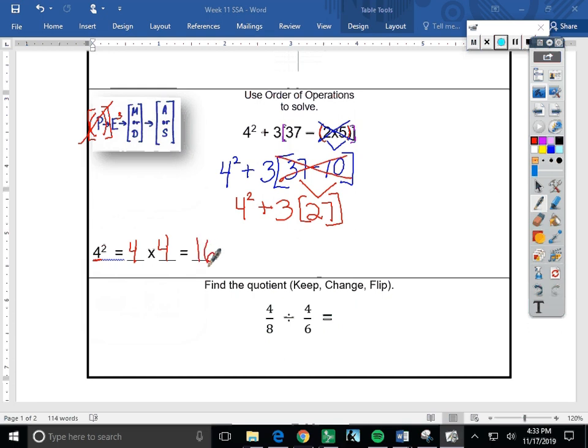Most popular wrong answer from 6th graders, they love to tell me that that's 8, but it's not. It really means 4 times 4, which gets me 16. I used up that exponent, so I'll cross this part off. I'll bring down anything I have not used yet.